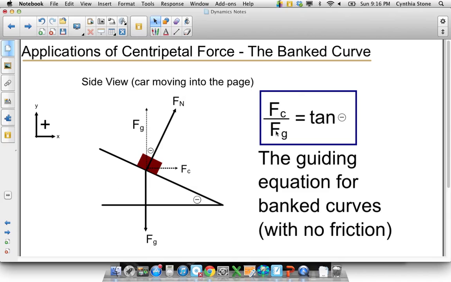So just looking at this again, here's our guiding equation, like I said, and we're going to apply that. I'm going to make another video just with the application of that, and it looks hard. Banked curves look like they're hard, but if you just bring it back to this equation right here, it's actually kind of easy. Let's see the example in the next video.